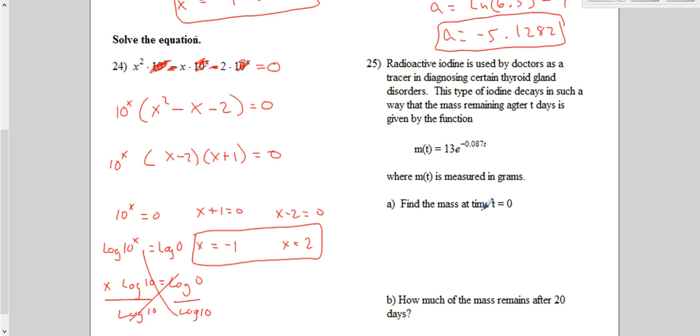is measured in grams. So if we're trying to find the mass at t equals 0, all we're doing is plugging in t there. So we're trying to find the answer of 13 times e to the negative 0.087 times 0. And plugging that into my calculator, or knowing that I get a 0 up here in my exponent, and anything to the 0 power is 1, my final answer will be 13 grams.